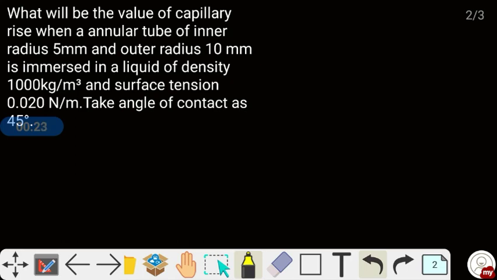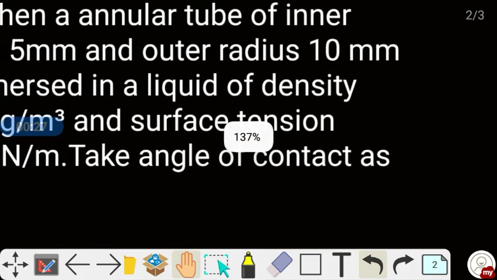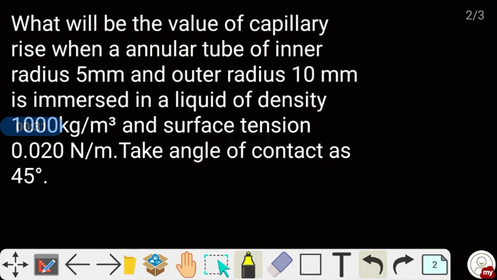So guys, in the question it has mentioned the tube is annular. So now let's derive the capillary rise equation for the annular tube. Then we will put these values in that formula to get the capillary rise. Now let's first derive the formula, then we will apply the formula to get the answer.